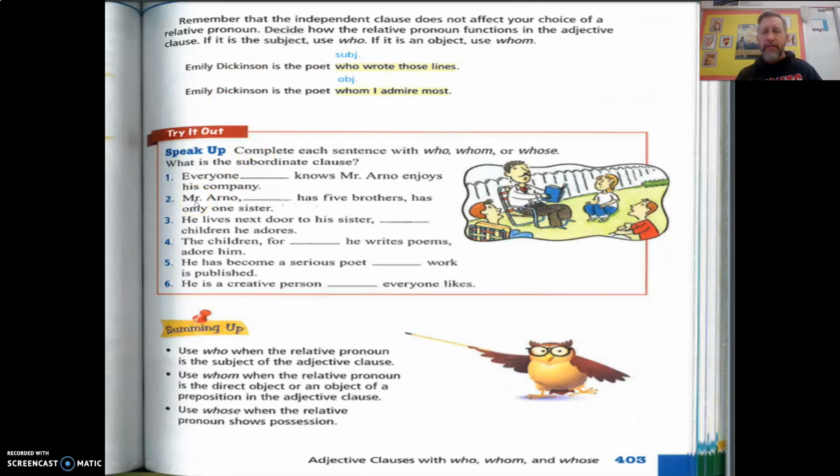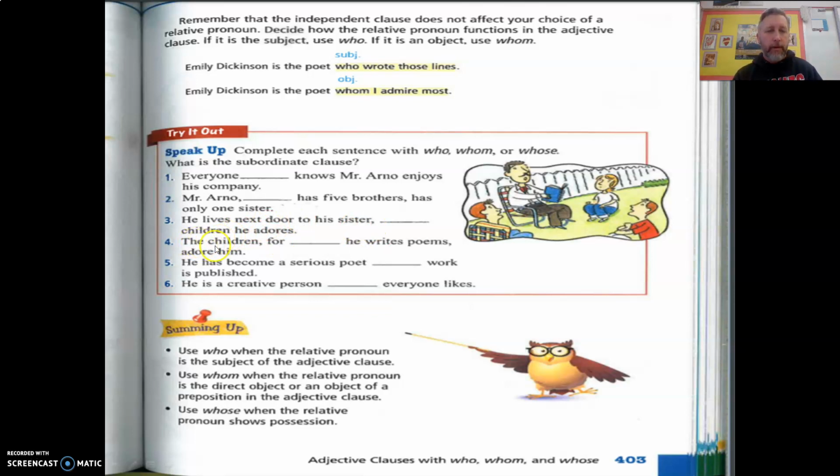Number 2, let's first eliminate whose. Mr. Arno, whose has 5 brothers. Okay, so it's either who or whom. Now look at this word. Is this word a subject? If not, then we need a subject, and so number 2 has to be who. Mr. Arno, who has 5 brothers, has only 1 sister. Number 3, let's see if we can eliminate whose. He lives next door to his sister, whose children he adores. Aha, we have a whose sighting. We're looking for a possessive pronoun: whose children he adores.